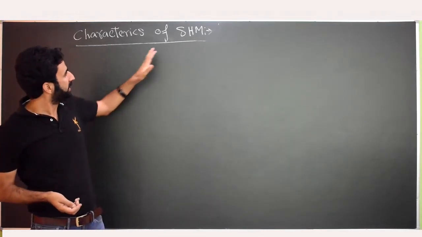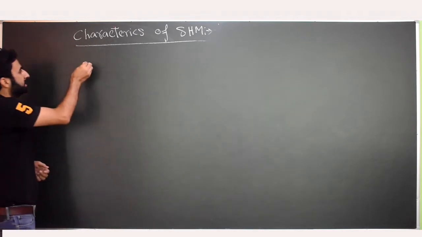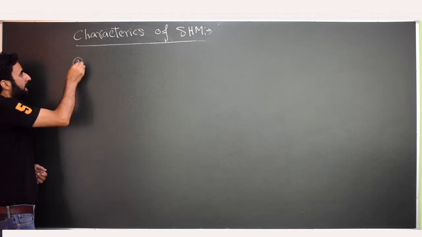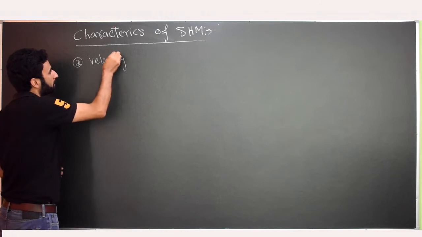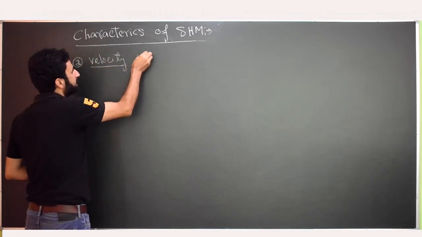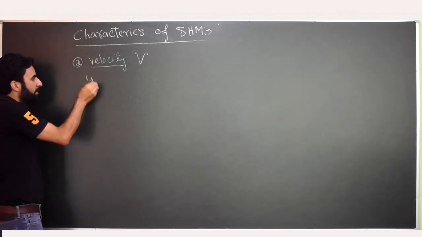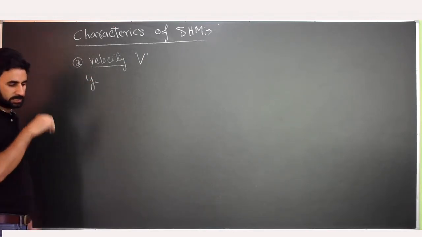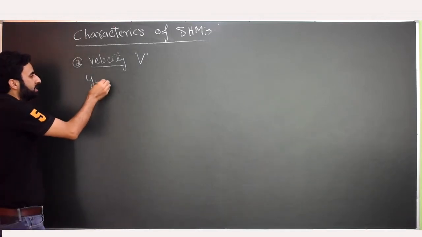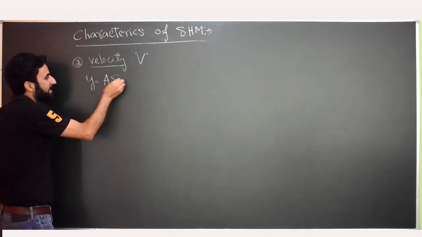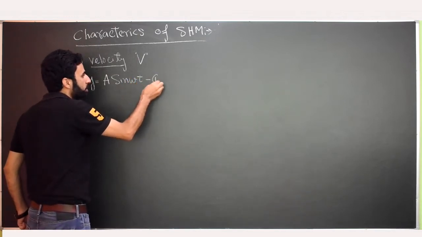Okay, continuing with the characteristics of simple harmonic motion, let us now discuss the velocity of a particle executing simple harmonic motion. Velocity will be represented here as V. Now, let's suppose that the initial phase of the particle is 0. Let's represent the displacement of the particle as y is equal to a sine of omega t. Let's call this equation 1.